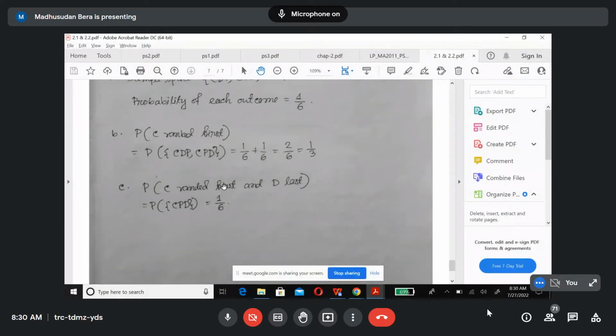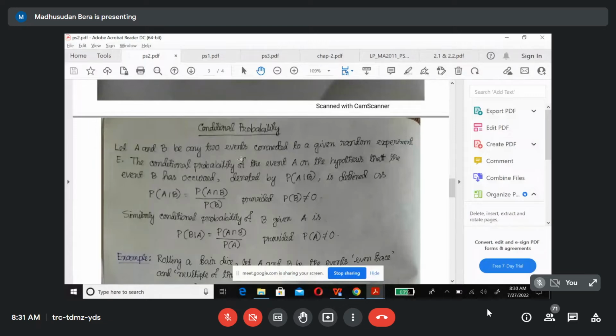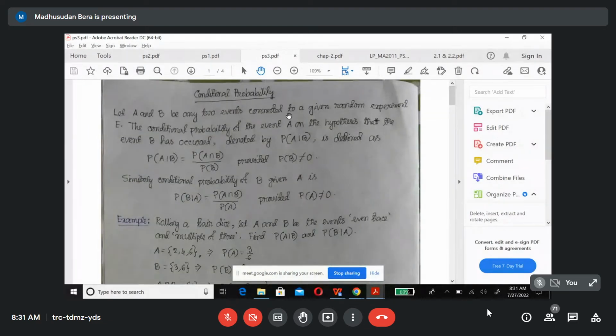These are the things in 2.1 and 2.2: sample space, events, the axiomatic definition, then the addition rule and some useful properties are done in 2.2. Then we will start conditional probability. Although it may also be written in your notes, it is given here too. Next is conditional probability. Have you studied conditional probability earlier? No, sir. Okay.